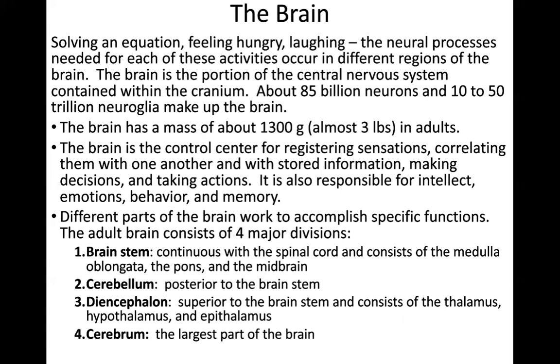We have 4 major divisions, each of which works to accomplish specific functions. We'll start at the bottom as we go through, beginning in the brainstem with the medulla, the pons, the midbrain. We'll talk about the cerebellum, which is part of the hindbrain, posterior to the brainstem. And then we'll talk about the diencephalon: the hypothalamus, epithalamus, thalamus. And then finally, the cerebrum, which is the largest part of the brain, which is what separates us from other animals, because our cerebrum is so big and allows us to be such high-level functioning animals.